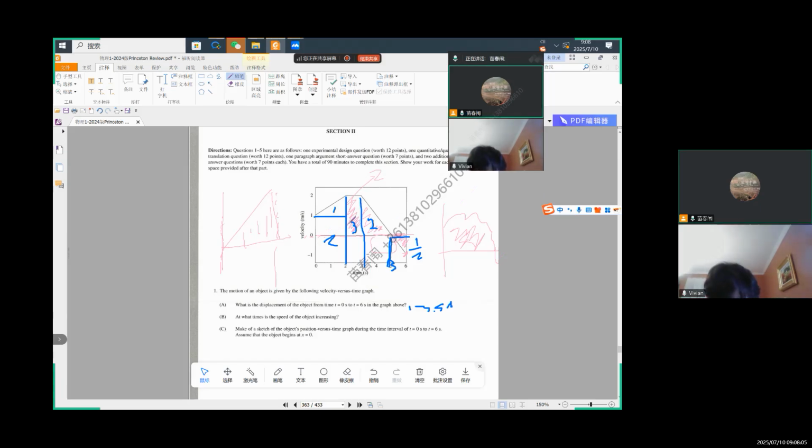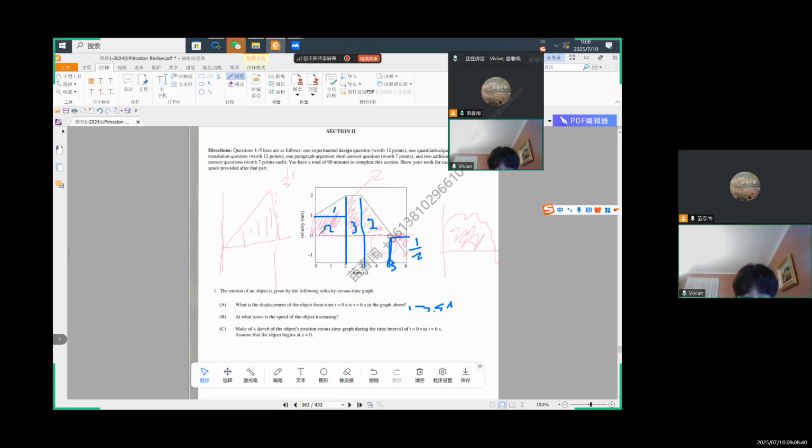Wait, then let me see the 0 to 2. This should be this 2, right? And it's 2, and then the top is still 1. So this is 2. Oh, and then you add it all up, 6. That's 5.5. Wait, let me see.